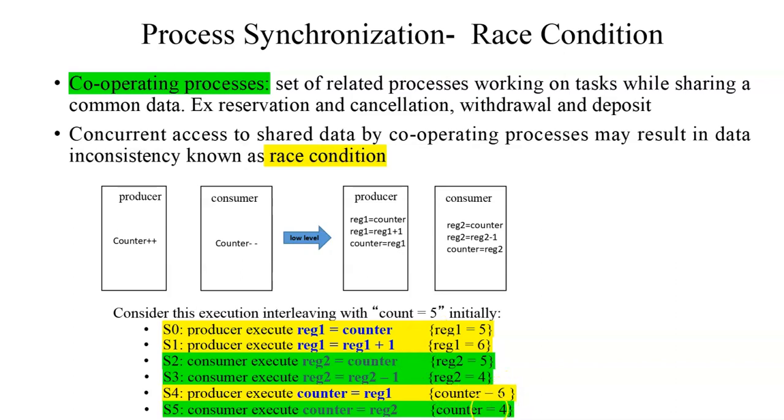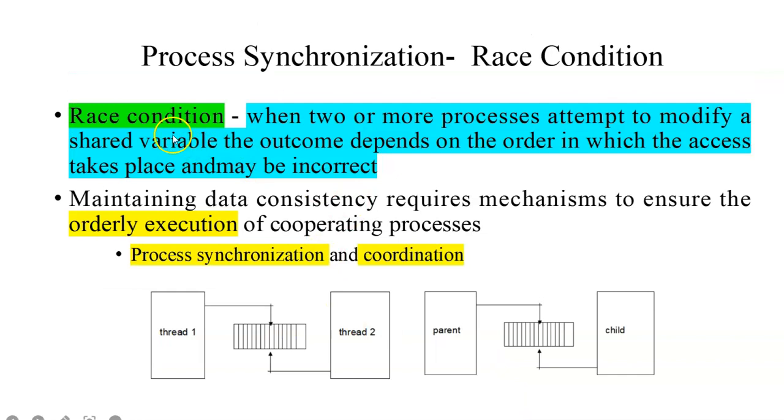So we see that the final output we are getting is not correct. We should have got 5, but we are either getting 4 or getting 6. This is called a race condition. So here's the definition of race condition. When two or more processes attempt to modify a shared variable, then the outcome depends on the order in which the access takes place and may be incorrect.